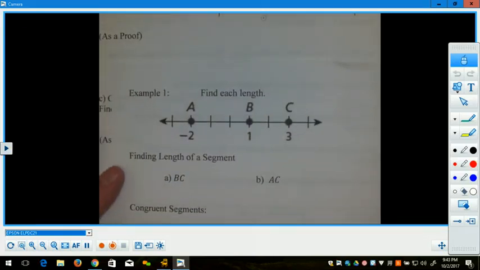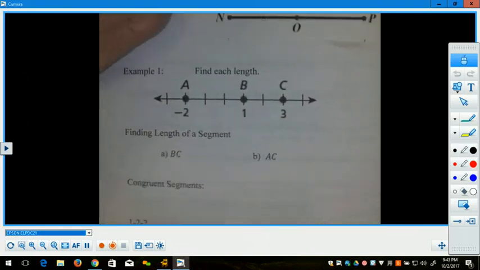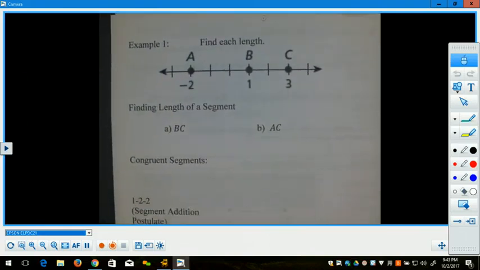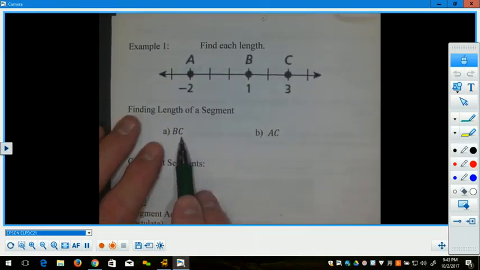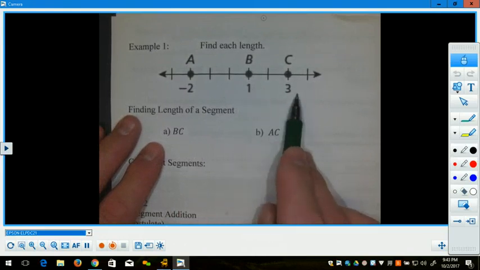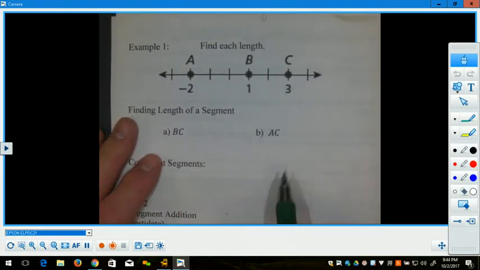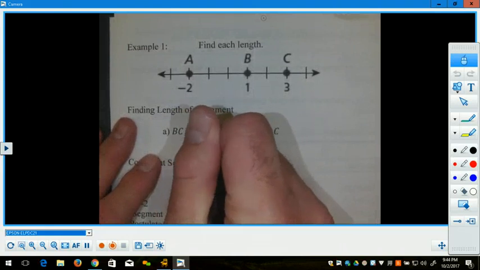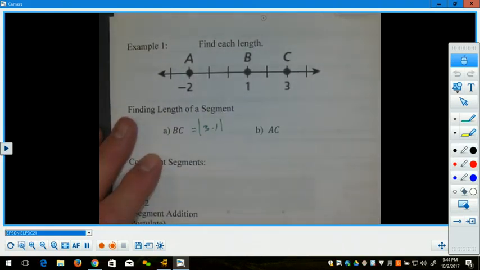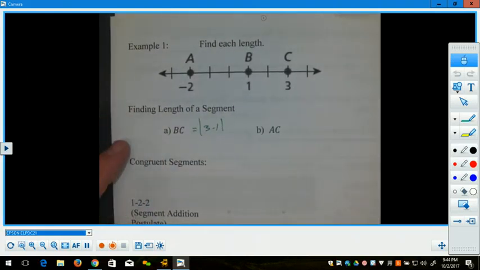Here's our first example on how to apply this. Example 1, finding the length of a segment. To find the length of segment BC, we have to look at the numbers that are assigned, 1 and 3. I usually do larger minus smaller, but you could do smaller minus larger. Doesn't matter, you're going to do the absolute value because distance is always positive.